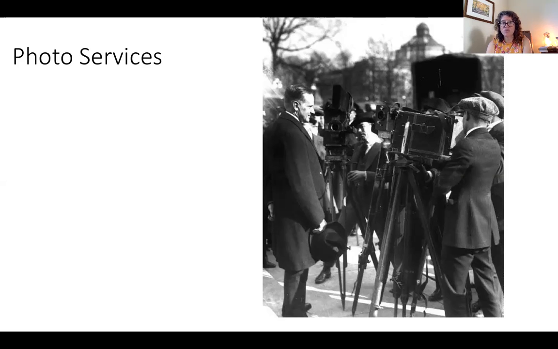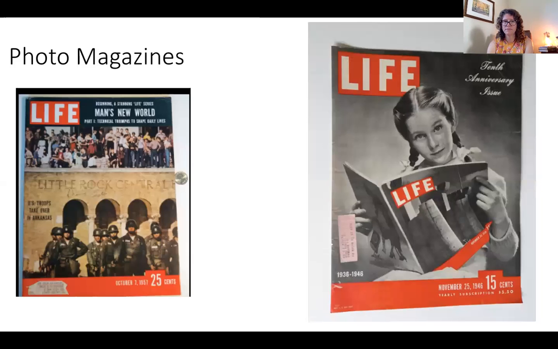By the 1920s, when the image was shot in front of you of Cal Coolidge and a host of photographers, we know that there were a number of photographic services, including the Bain News Service, who captured this image before you. By 1936, you had the development of the photo magazine. Henry Luce developed the magazine.